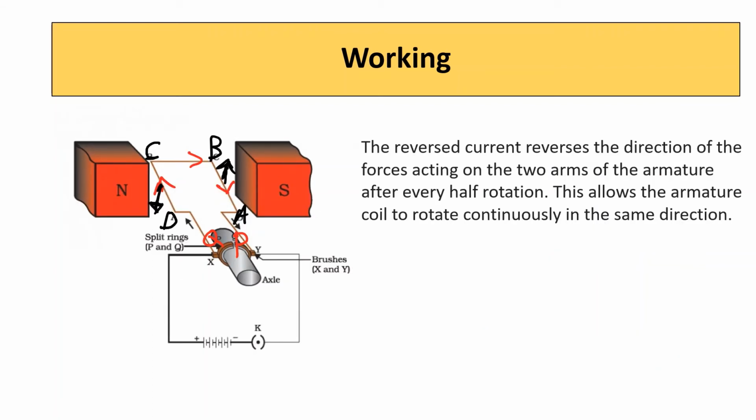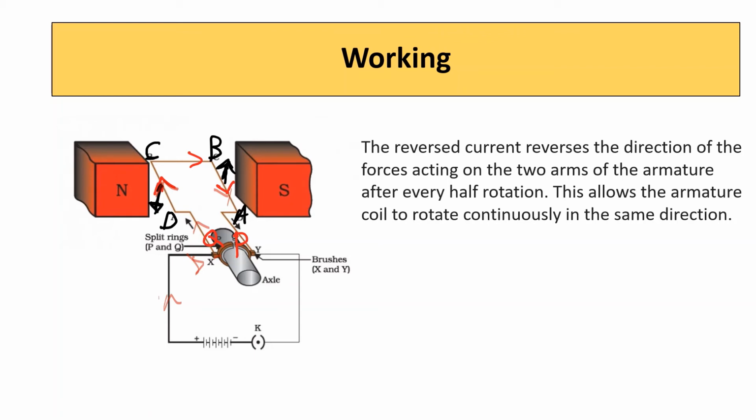The armature coil is turned such that the arm CD comes on this side and the arm AB comes on the other side. The split ring Q is on this side and the split ring P is on the other side. When the circuit is closed, the current starts flowing from the positive terminal towards the negative terminal of the battery. Now the current flow is from the battery to X, then X to Q, then from Q to D, and from D to C, C to B, B to A, and so on.